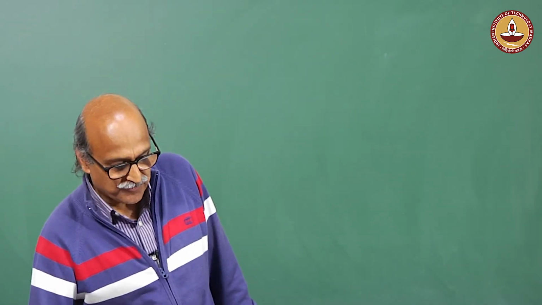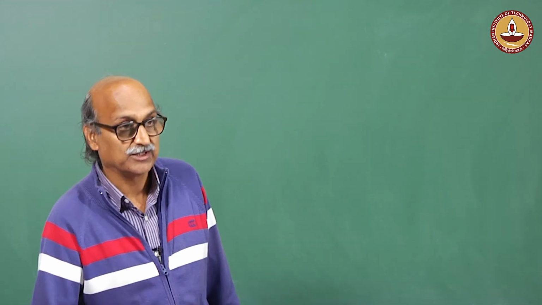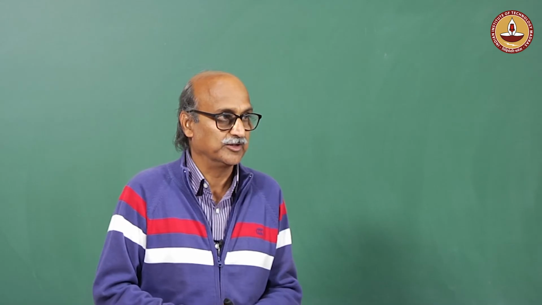So, these are two different ways of observing the structure. One is a section image and the other is a projected image. And you can clearly see that these two images are very different. What you would observe as points on a section image, you would get lines on a projected image.